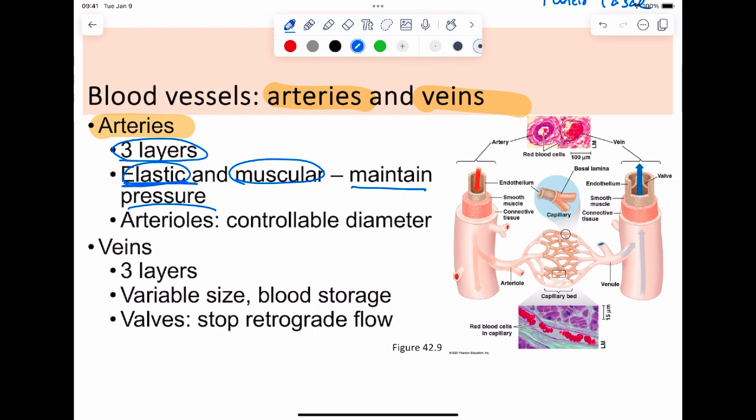Muscular arteries can change their shape. They can make themselves wider or narrower. These are mostly demonstrated in what we call the arterioles. Arterioles are small arteries. Got it. If you're curious what the layers are, they're shown here. You have connective tissue on the outside, epithelial on the inside, then you have a muscle and elastic layer in the middle. Arterioles are famous because they control blood flow through capillaries.